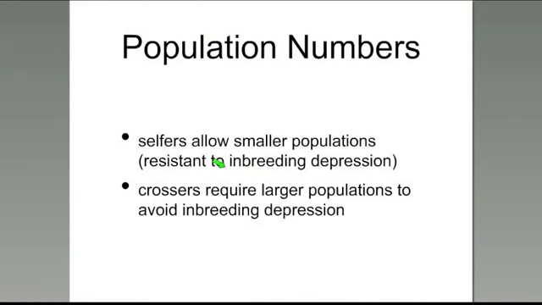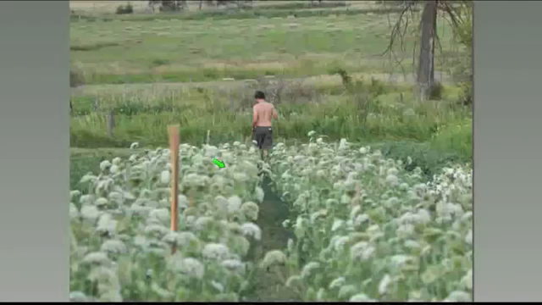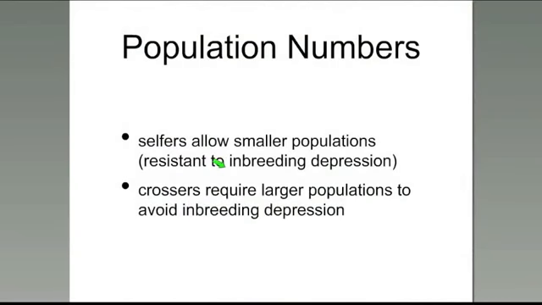Population numbers, again, are really important for maintaining great seed quality and good lines. Again, selfers are easier because you can use smaller populations and you still get great quality seed. The reason for that is that in self-pollinating plants, over hundreds of years or over millennia of adaptation, they have evolved to be resistant to inbreeding depression. And so they don't suffer from any kind of deleterious effects, even though you might have only saved seed from a population of 10 or 20 or 5 or a smaller number of plants.